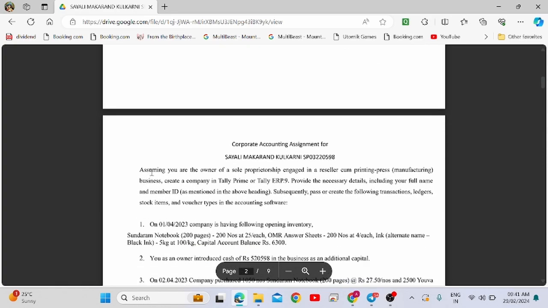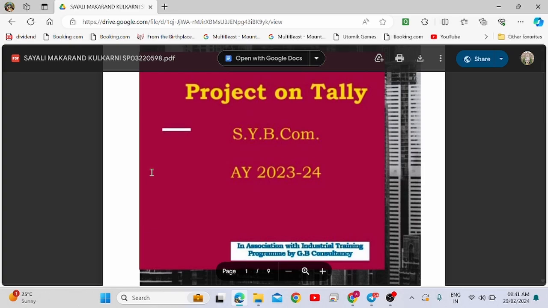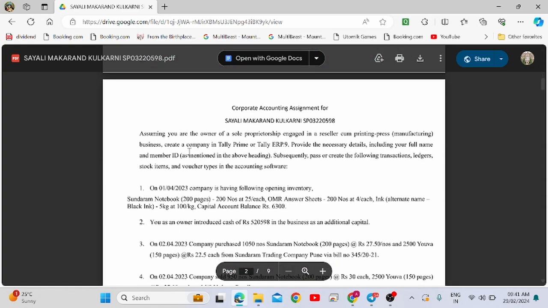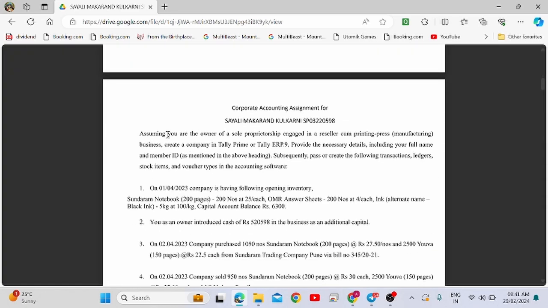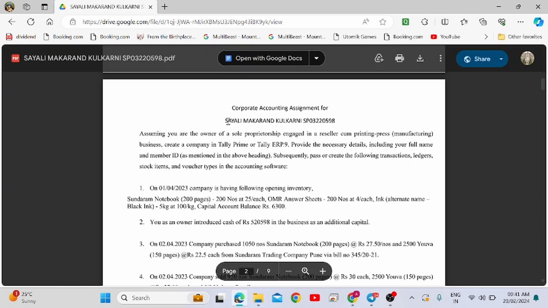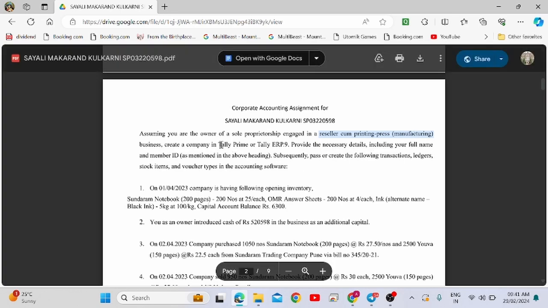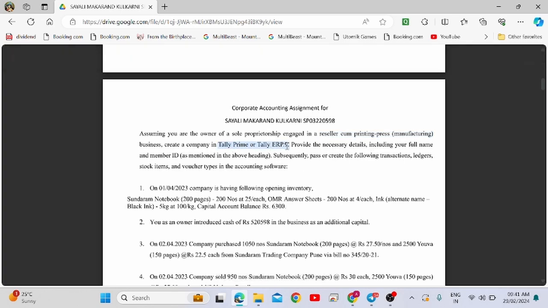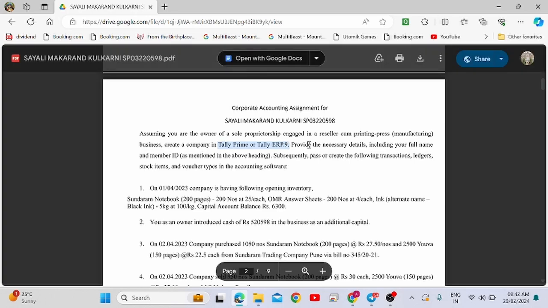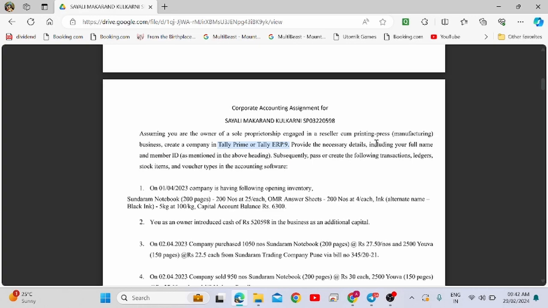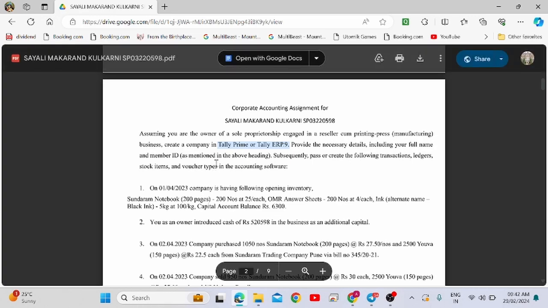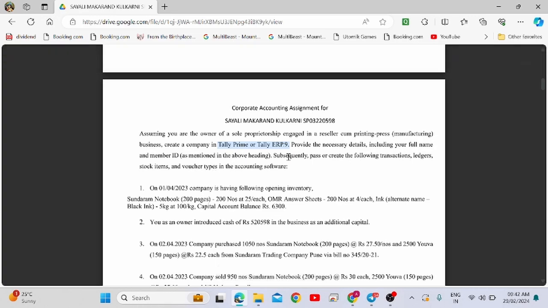Now here we have the first page, and after this they have given us the question, the situation. Assuming that you are the owner of a sole proprietorship, your name is written in the header part of our project. You are the owner of a reseller cum printing press manufacturing business. Create a company in Tally Prime or Tally ERP9, whichever Tally software you have, that doesn't matter, but I am here using Tally Prime software. And then they are asking us to provide necessary details including your full name, member ID, and other things.